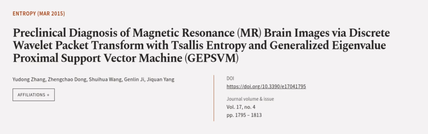The results show that the proposed DWPT plus TE plus GEPSVM plus RBF method outperformed all other methods in terms of classification accuracy. Furthermore, the offline learning time was 8.443 seconds and the online prediction time was 0.1059 seconds. This article was authored by Yudong Zhang, Zhengchao Dong, Shuihua Wang, and others.